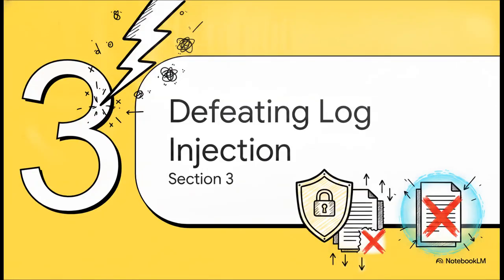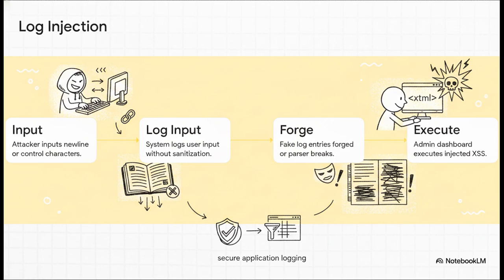Section 3. Defeating log injection. So let's look at how a log injection attack actually unfolds. It usually starts super simply. An attacker just drops a new line or some control characters into a standard input field. Then your system logs that input completely as is, without any sanitization. Because of those sneaky, unescaped new lines, fake log entries get forged, basically making it look like a totally different user did something malicious, or maybe your log parser just outright breaks.